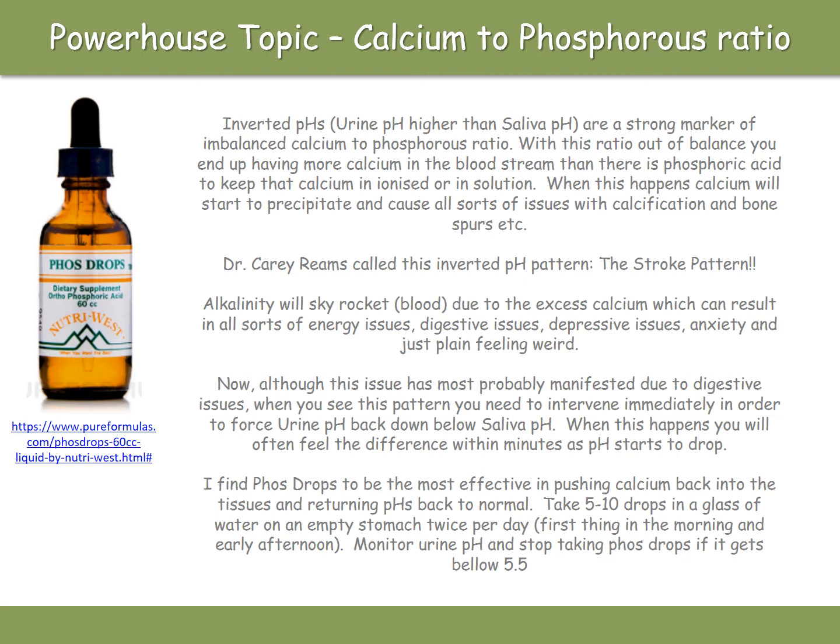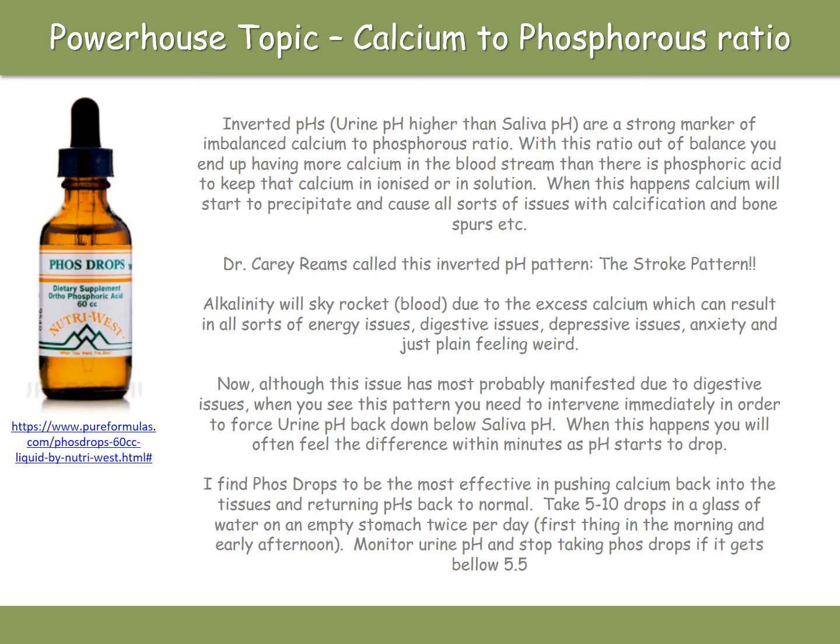When this happens, more often than not, we will find the calcium to phosphorus ratio is out of whack, and we'll find people with bone spurs, calcification, lots of viruses and whatnot, because of all this calcification. Dr. Kerry Reams called this inverted pH pattern the stroke pattern. I don't talk about it too much because it freaks people out, but this is what Dr. Kerry Reams calls it, which is why it needs to be corrected as soon as possible.